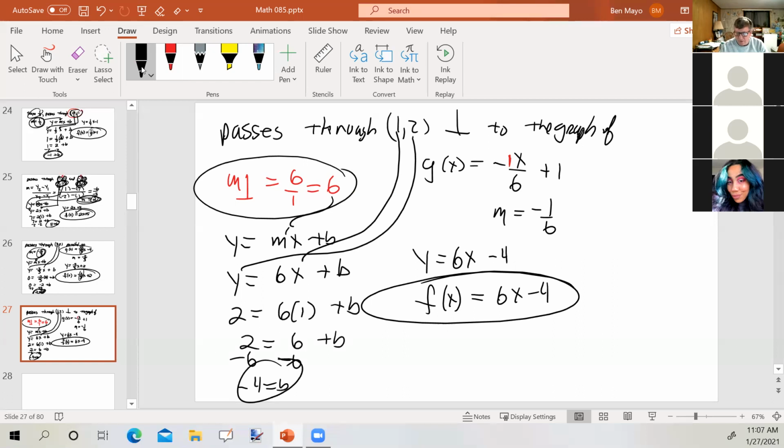Notice the slope is the negative reciprocal of the g of x slope, so at least we know at this point it's the right slope. Any questions on that one? All right, I know I'm moving along at quite a pace here, but fortunately you can go back and look this over at your own pace later.